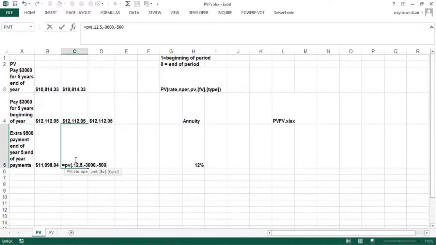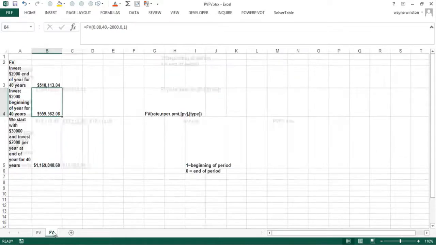It's got to be the same sign as the minus 3,000, or else it's going to give a wrong answer. Because the money I'm paying out each year is negative, since it's leaving me, and what I'm paying out at the end of year 5 is also negative. So then I do end of the year for those payments, and that would be $11,098.